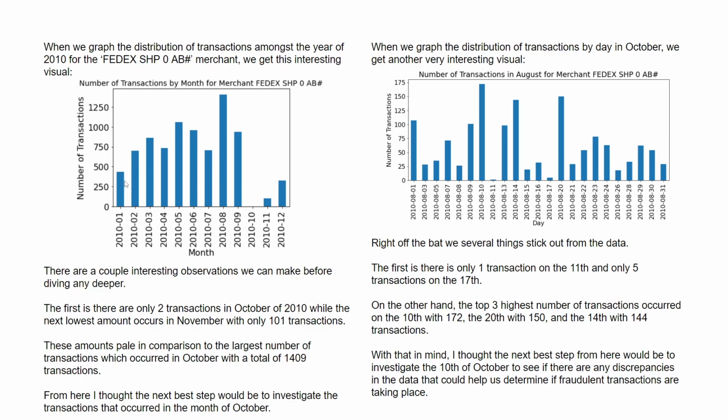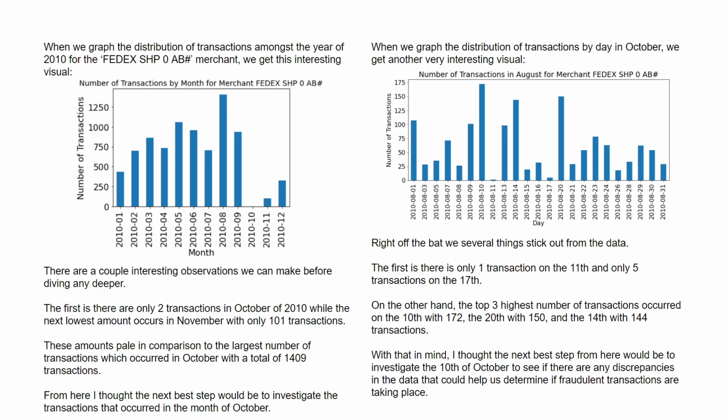So we see that there are a lot of transactions happening this year, and then only 2 transactions happening in October. You can't even see it. Looking at the data frame that I generated for the year of this merchant, in the month of October, there are only 2 transactions, while the next lowest amount occurs in November with only 101 transactions.